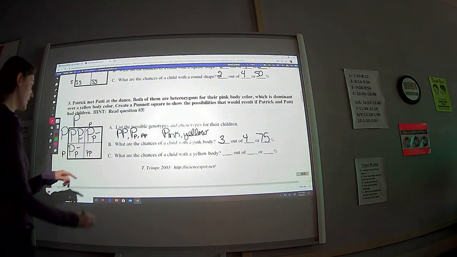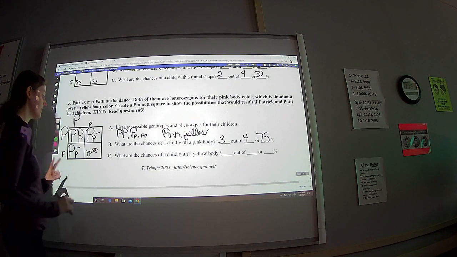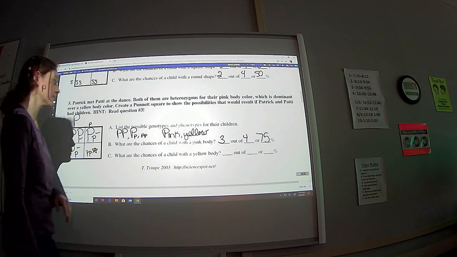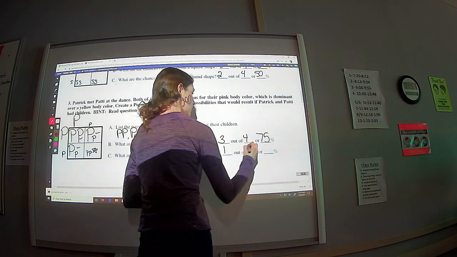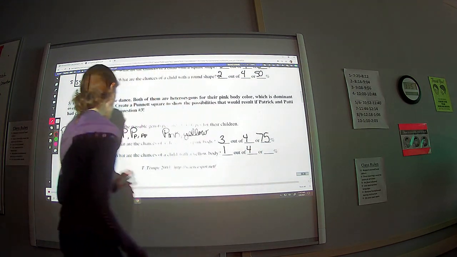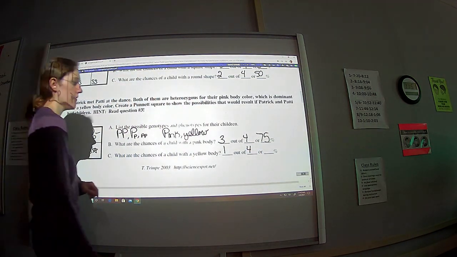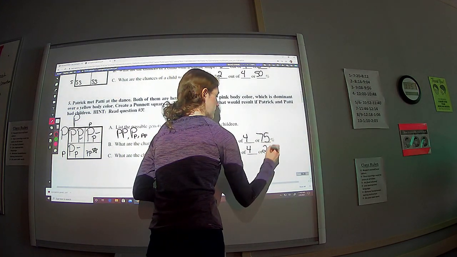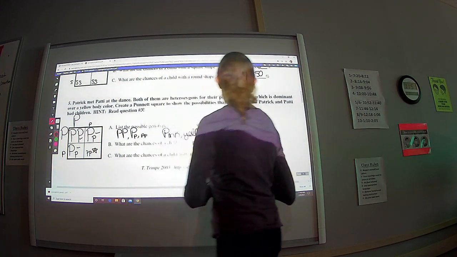With our yellow body, I just have one. You need to have two lowercase alleles in order to exhibit the recessive trait. That's a 1 out of 4. And just one block is representing 25%. So I have a 25% shot there.